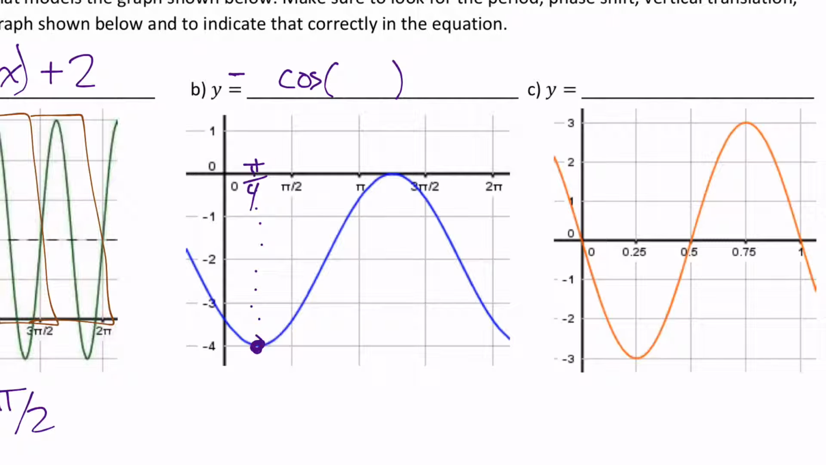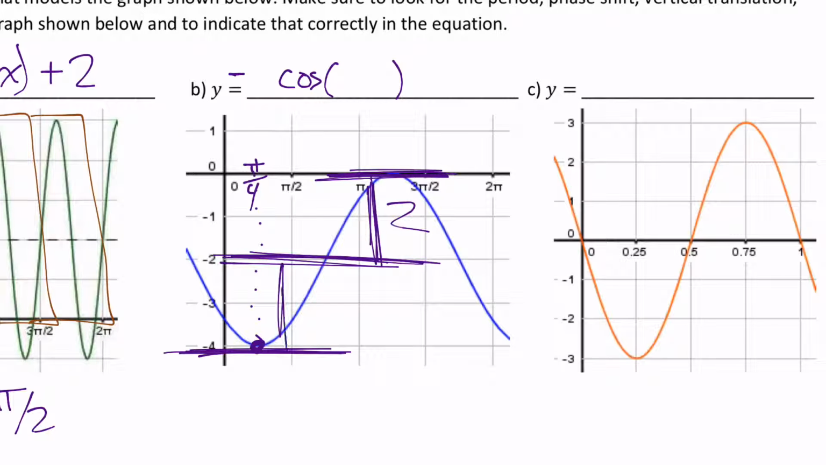So let's figure out what the amplitude is. Well, I'm going from a max of 0 down to a min of negative 4, which means its amplitude is 2. So that distance there is 2, that distance there is 2, so its amplitude is 2. So I get negative 2 cosine of, what's my phase shift? Well, it has started pi over 4 to the right, which means x minus pi over 4.